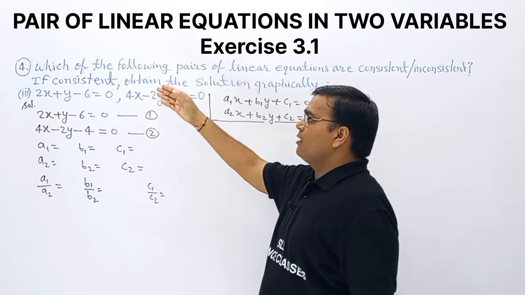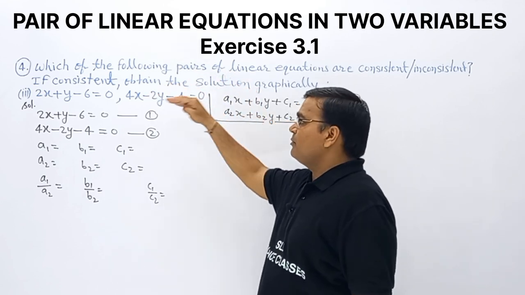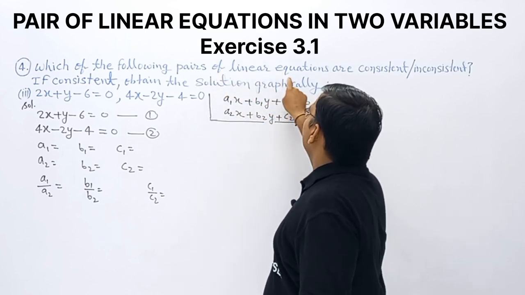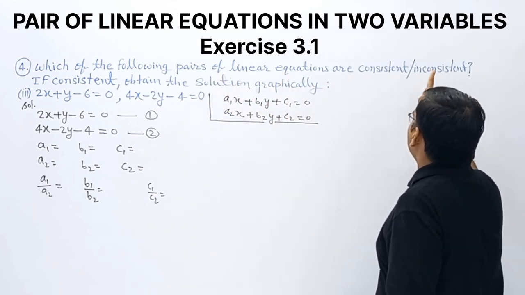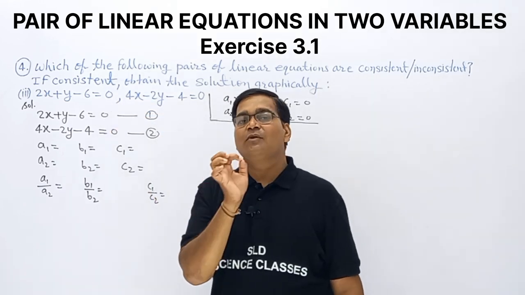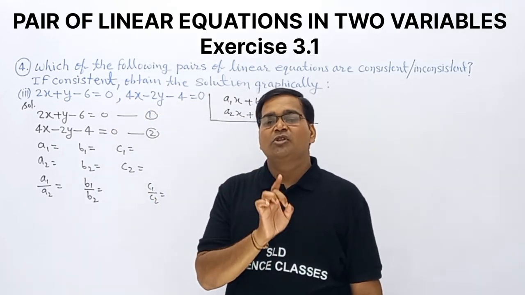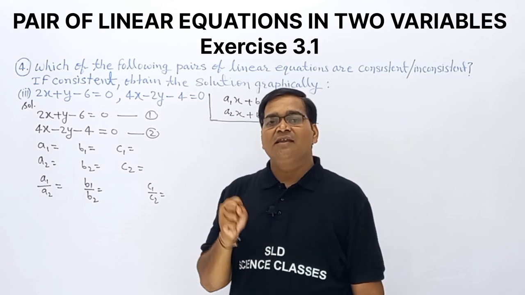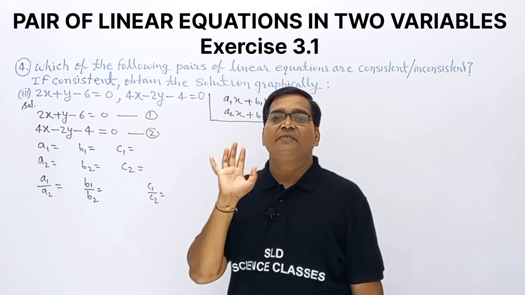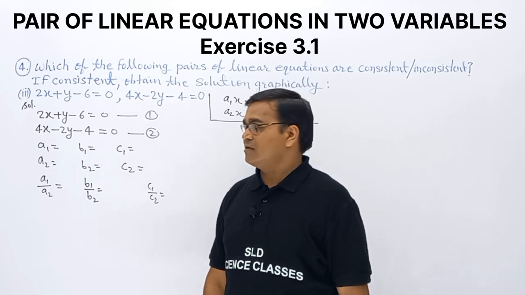We already completed two questions. Now I am taking the third one. So is the pair of linear equations consistent or inconsistent? We want to check this one. Once we get a consistent system, then we will find the solution graphically. Clear? This will be the task.